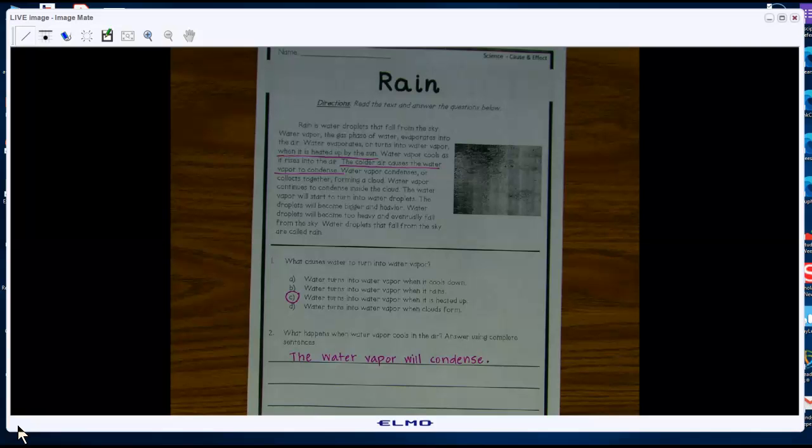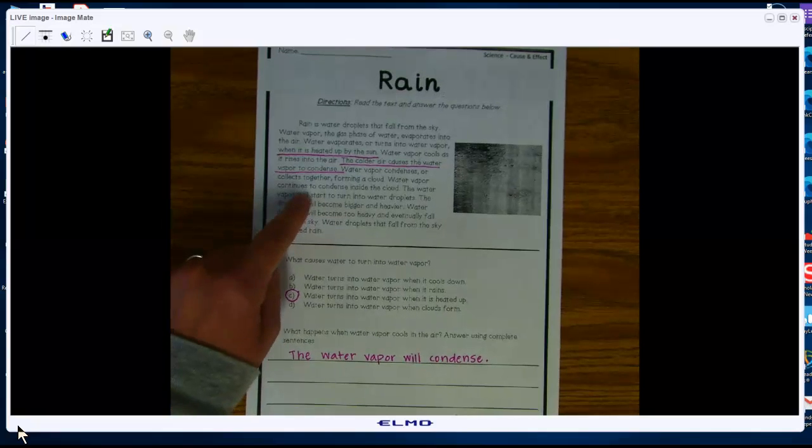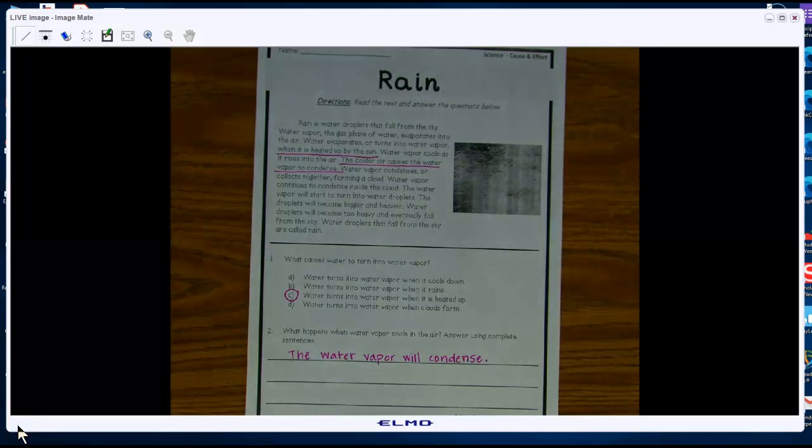Did you underline that sentence up there? Everyone, did you underline that sentence up there? Yes. Now we're writing. You've got to underline the sentence and write it. We're going to find the evidence. That's finding the evidence. Evidence means answer. We're using the words to help us find the answer. The water vapor will condense.